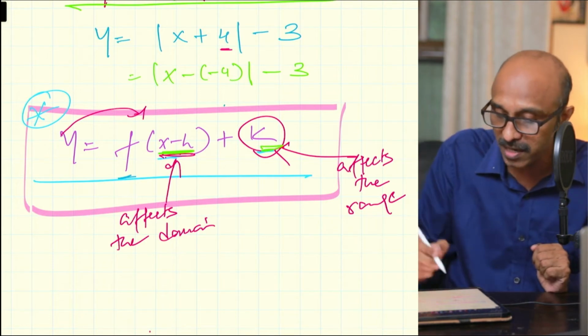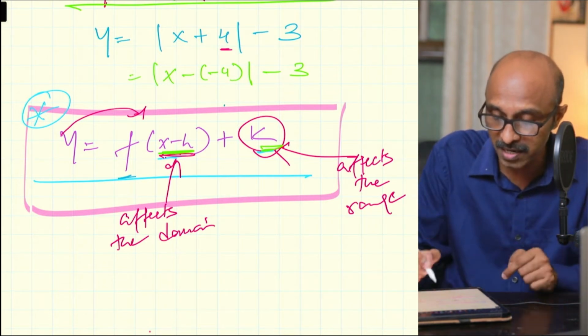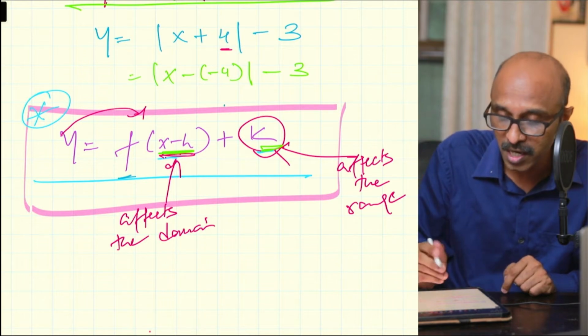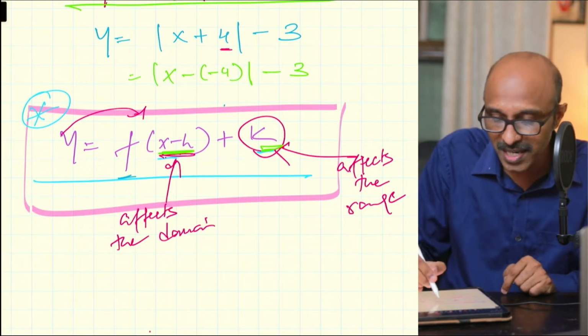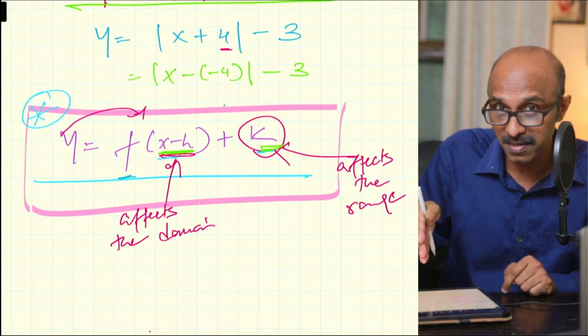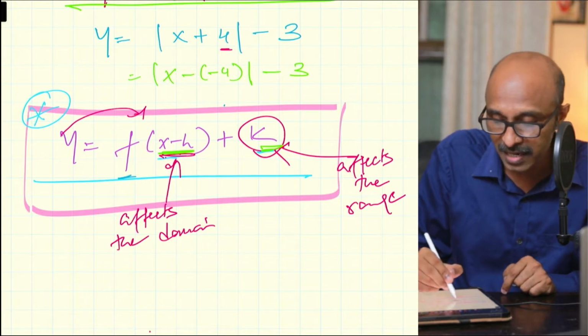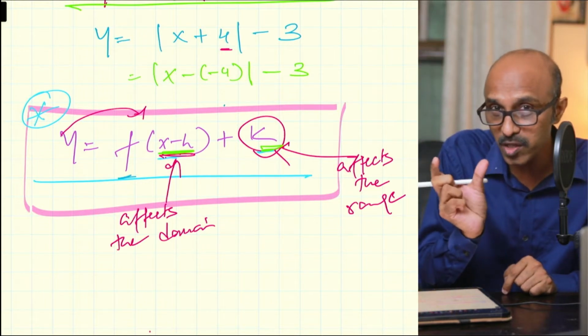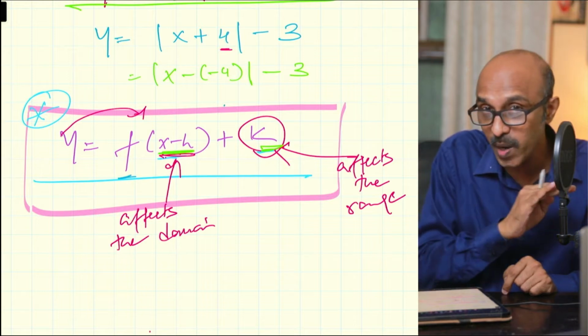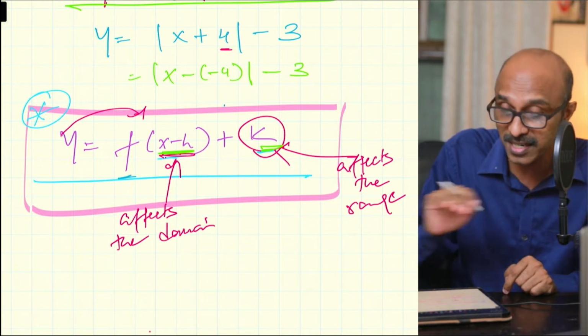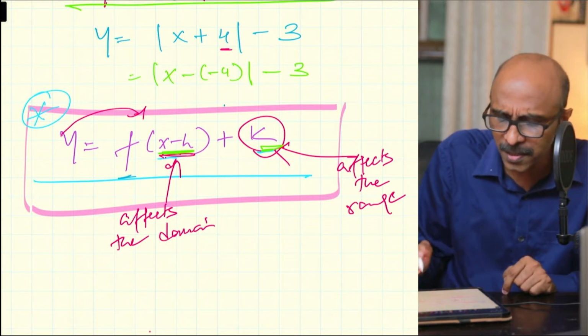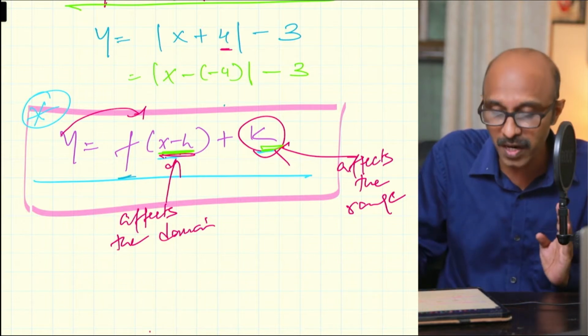K is outside of the bracket, that bracket meaning f of x. It's going to affect the range of the function. So the range are the y values, so k affects the vertical translation. And x minus h being inside, affecting the x values, that's why it's affecting the horizontal translation. So this is somewhat like a translation equation for any function.